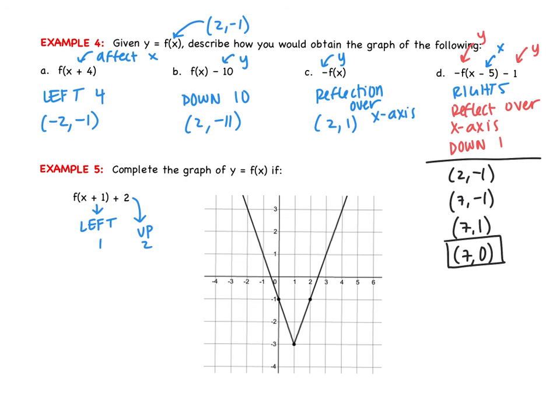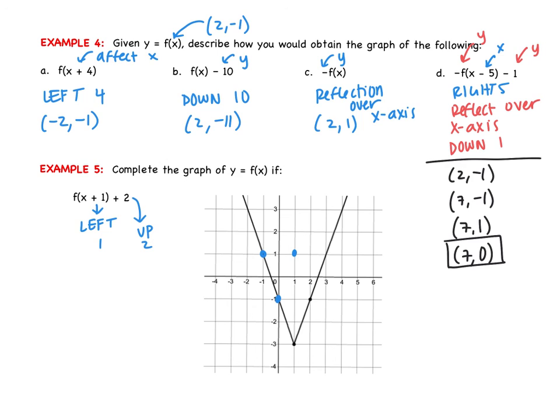Left 1, up 2. So if I start with this point at the very bottom, I will go left 1, up 2, which is this new point. Happens to be the point that was already there. We also have this point here, the black one that was underneath. That will go left 1, up 2. And then this last black point that I haven't moved yet, that will go left 1, up 2.